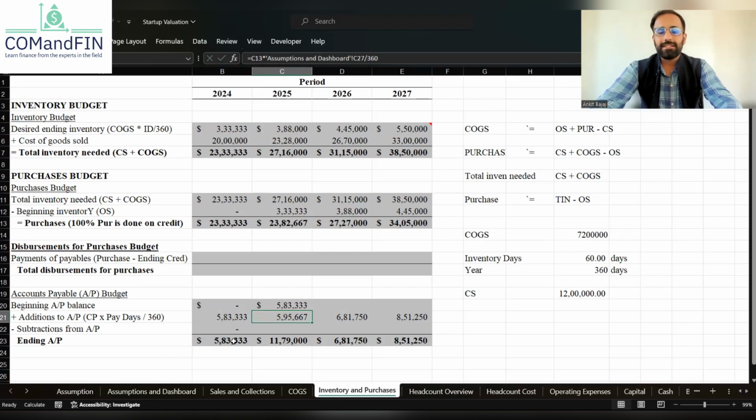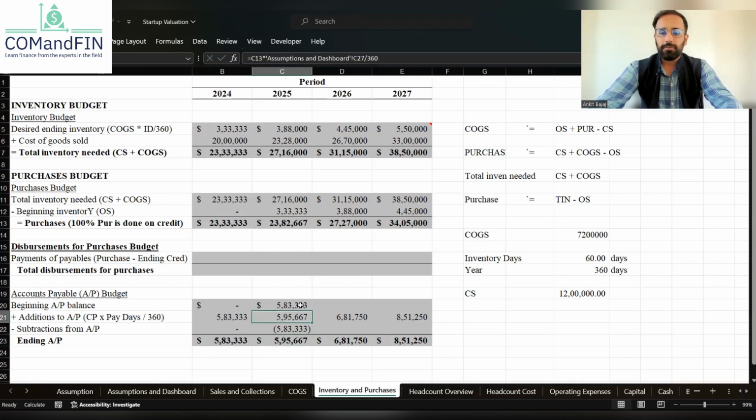Now you got 90 days credit from your supplier. So in the first year, if you have purchased goods on credit whose value is 583,000, these are the closing creditors of your business. So you have to make the payment in 90 days. So you will perform this payment, which is 583,333. So the opening balance is 583,000, and this payment you will perform in this year. So the closing balance is going to be the same, which is the addition to the account payable.